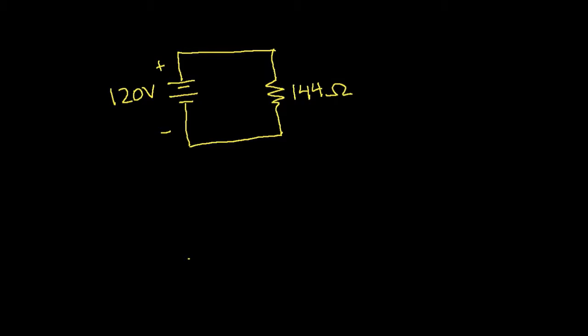But we'll ignore that for now, and when we actually do an example with AC voltages, you'll discover that the answers we get are exactly the same. That's the beauty of RMS values. But for now, just think of this as a voltage source of 120 volts connected to a resistor of 144 ohms.